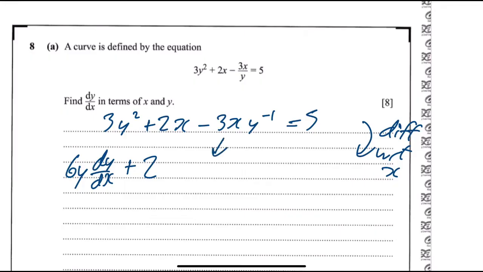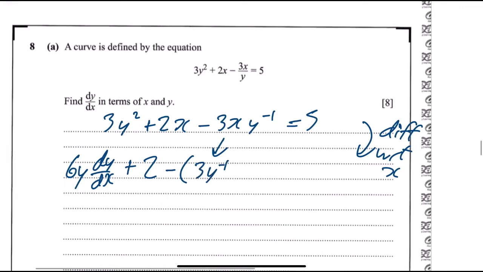That's going to be minus, and then we're differentiating the 3x first. You get 3. Leave the y to the minus 1 as it is. Then write down the 3x. That's just plus 3x. And differentiate y to the minus 1. You will get minus y to the minus 2 times your dy by dx. And then differentiate on the right hand side, differentiate the 5, you'll get 0.